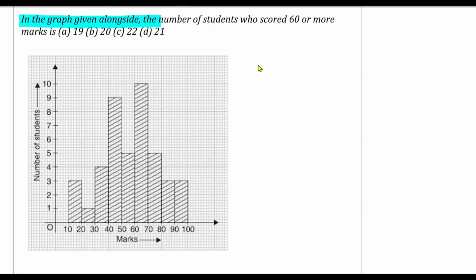Now this one is a question from the bar graph. As you can see in the given graph, alongside we have the number of students who scored. We have to find the number of students who scored 60 or more marks. So 60 or more marks should be this one. Now, if I look into this one, you can see that it is 10. So the students who scored between 60 to 70 is how many? 10 students.